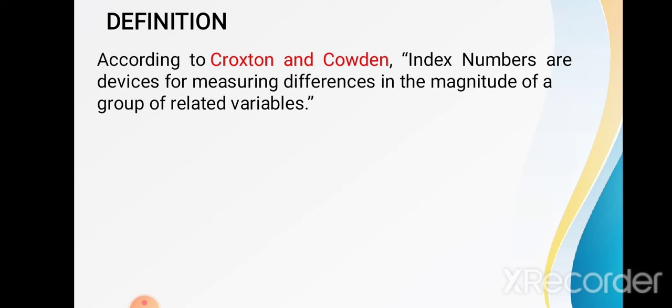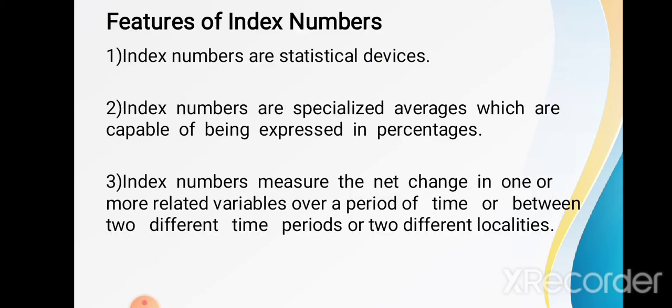According to Croxton and Cowden, index numbers are a device for measuring the differences in the magnitude of a group of related variables. Now let us start with the features of index number. There are 8 features of index number.